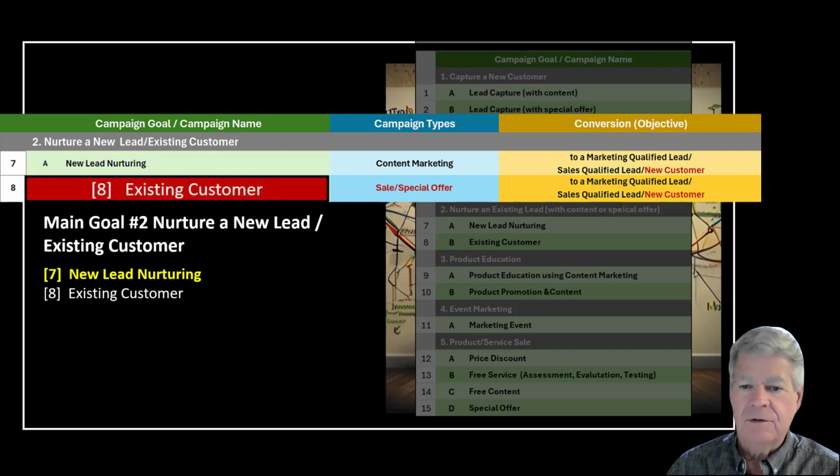Campaign number 8 is a new lead nurturing campaign. The campaign type is a sale or a special offer. The conversion and objective is to a sale or to a new customer. The same considerations just described apply to nurturing existing customers.